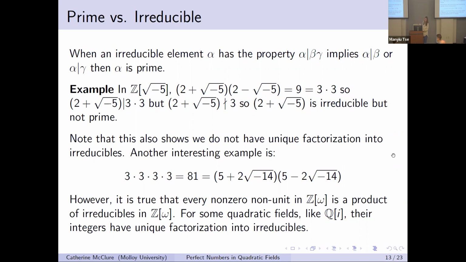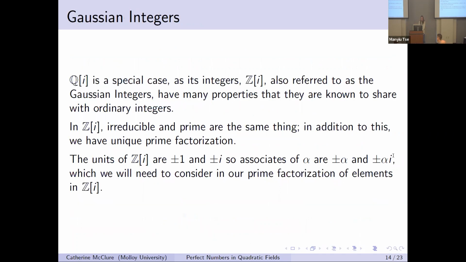But it is true that every single non-unit in the integers is a product of irreducibles, but we don't always clearly have unique factorization into it. But for some special cases like Q of i, or square root negative 1, we do have unique factorization. So this is a special case. The integers of Q of i are known as the Gaussian integers. Many of their properties are shared with our ordinary integers. We have irreducible and prime to be the same thing. So we can prove unique factorization with this.